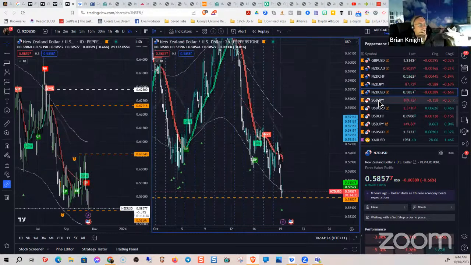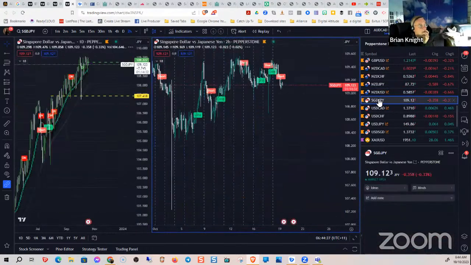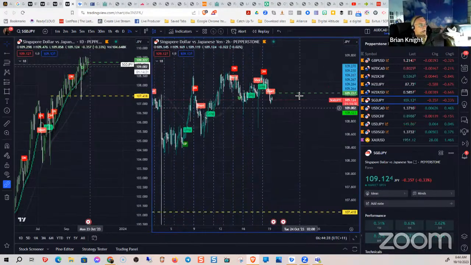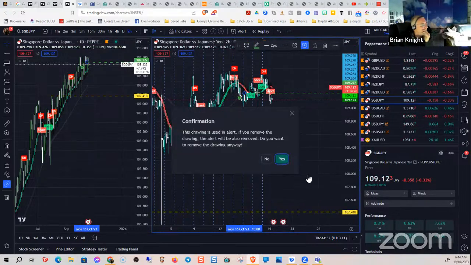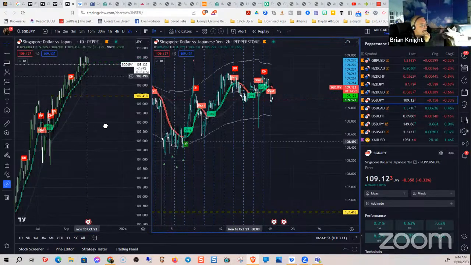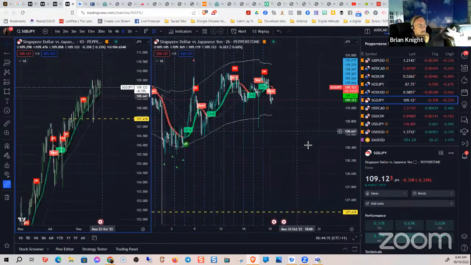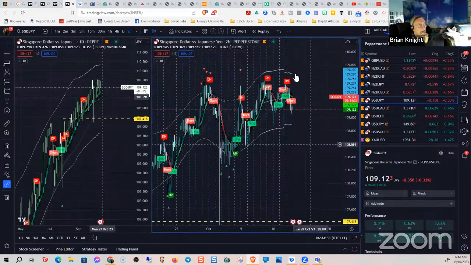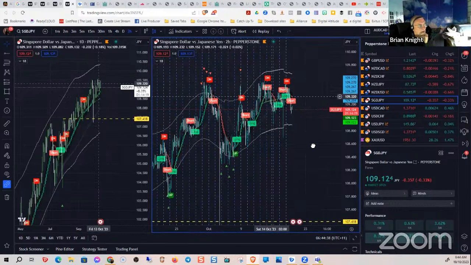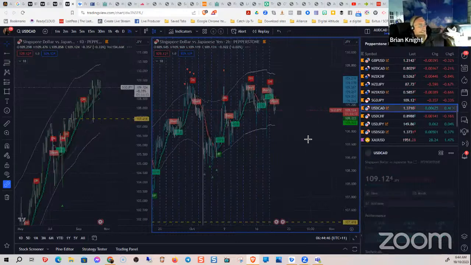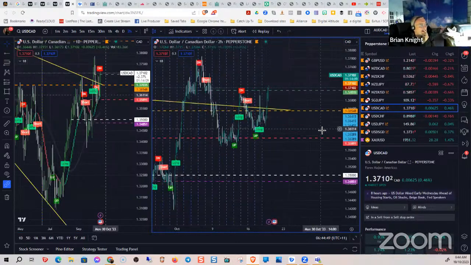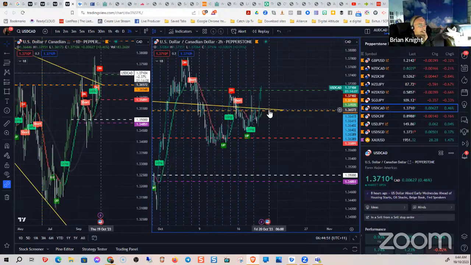Thanks. That's right. Singapore Japanese yen. This is going sideways, so I'm not really looking at doing too much in this. I think in the daily, it's still pushing up, but this has been more of a sideways movement at the moment. I need to see whether it'll break up or down. Just watch it. USD CAD. It's broken that. Okay.